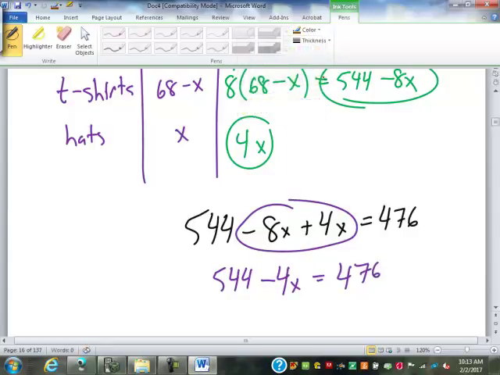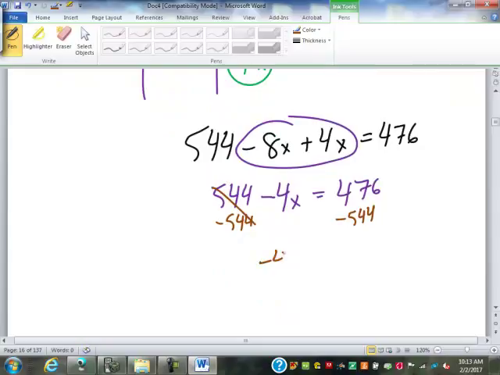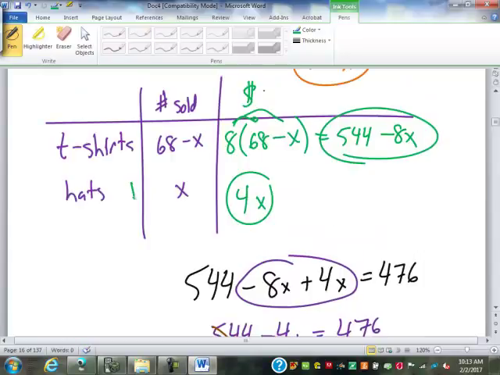We would subtract the 544. Negative 4x equals a negative 68, and we divide by negative 4. X equals 17. So if we look back up here, 17 hats, 68 minus 17, or 51 t-shirts. So it comes out the same. It's just the process looks a little different.